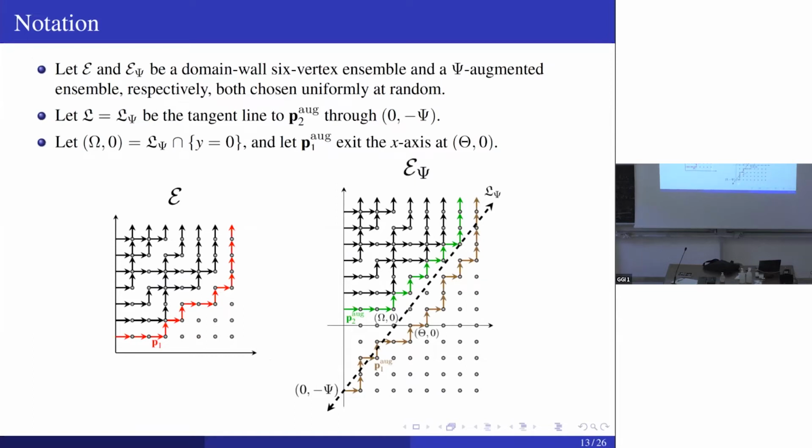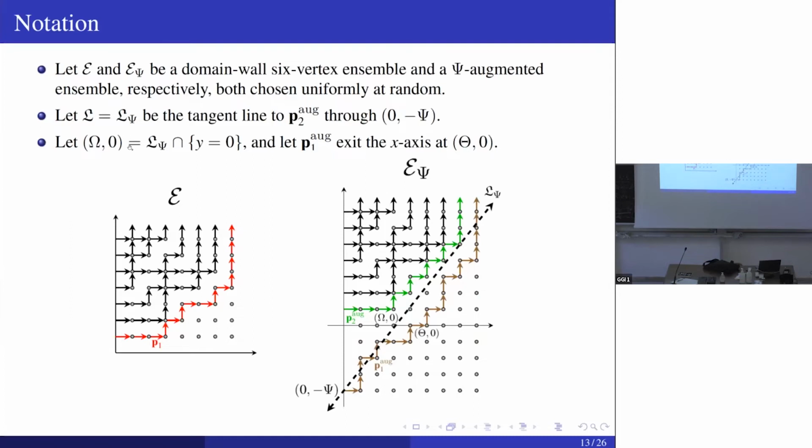We'll let L of psi, which depends on psi, and it actually is random, it depends on the ensemble, denote the true tangent line to the second curve of this augmented ensemble. I'm letting the second curve of this augmented ensemble be this green curve here, which is P sub 2 aug. And we'll just look at the actual line from 0 minus psi that's tangent to this P2 aug.